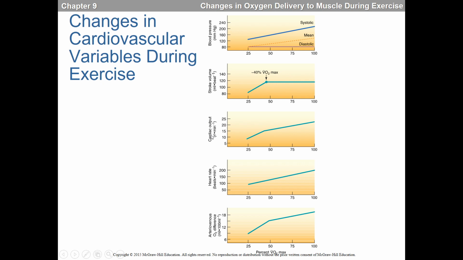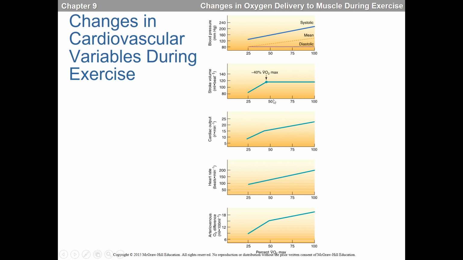Cardiac output, which is the product of heart rate and stroke volume, there's a reason that there's two different slopes here, and that's because that first slope is where both are going up in a linear fashion, because heart rate goes up in a linear fashion with VO2 max or exercise intensity.